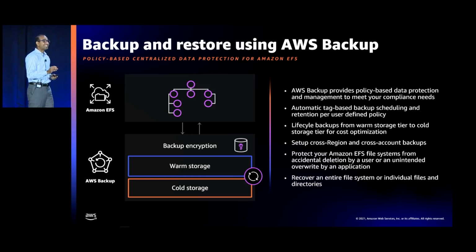With AWS Backup, you can set up cross-region and cross-account backups. You can protect your entire Amazon EFS file system using AWS Backup, but that protection is primarily for accidental deletion of files by a user or an unintended override by an application. And then when it's time to recover, you can recover the entire file system, or you can recover select files and directories of that file system from your AWS Backup. So this is what AWS Backup does.